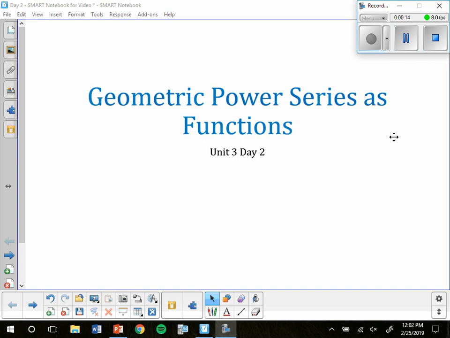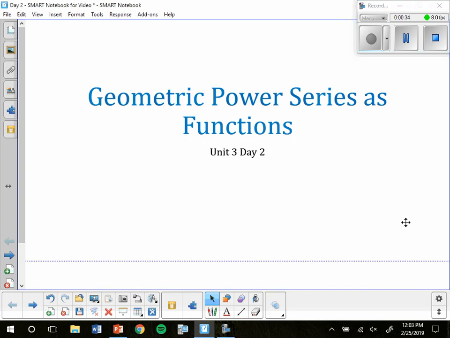What is a geometric series? It's a times r to the n. Almost. A is your leading term times some ratio to the n power. So your first term is a and you multiply by r each time. So today we're going to link these two, power series and geometric series.